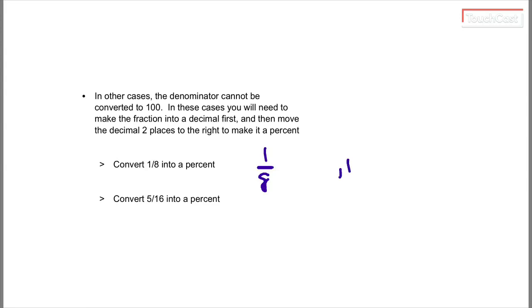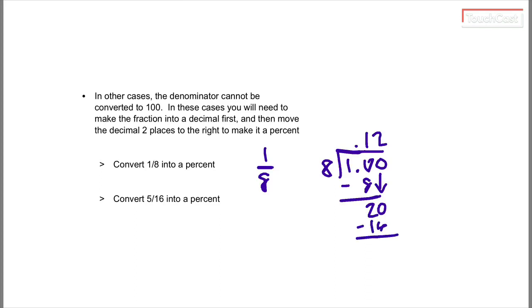So the first thing we're going to do is 1 divided by 8. Remember, the top number always goes inside the division sign. So we add a decimal and a 0. Now we're dividing. 8 goes into 10 one time. We subtract, we get 2. Add a 0 and bring it down. 8 goes into 20 2 times. Add another 0, bring it down. 8 goes into 40 5 times. So our decimal is 0.125.